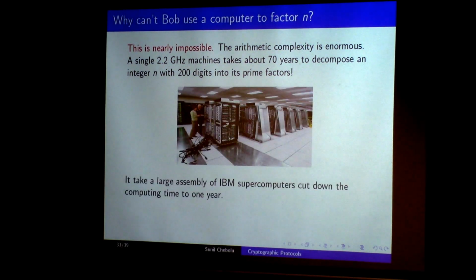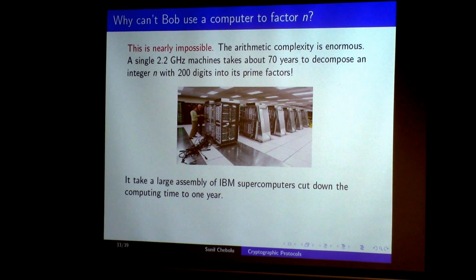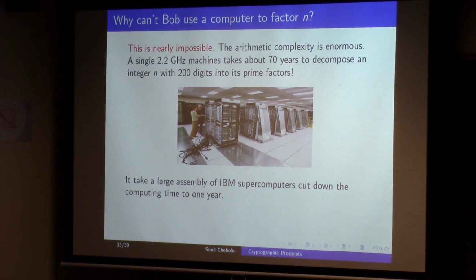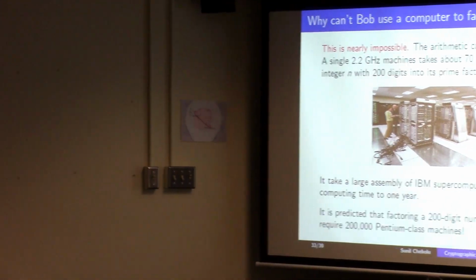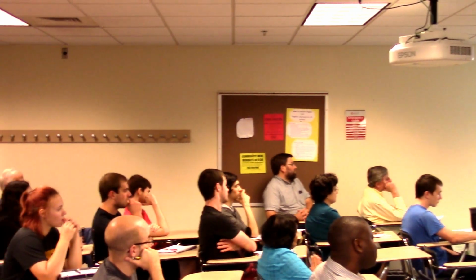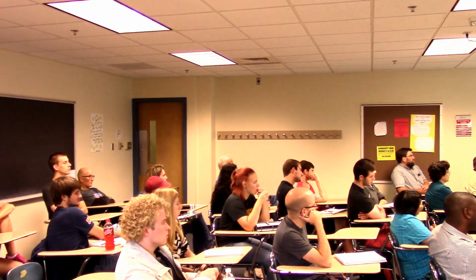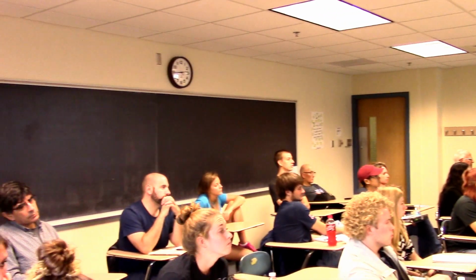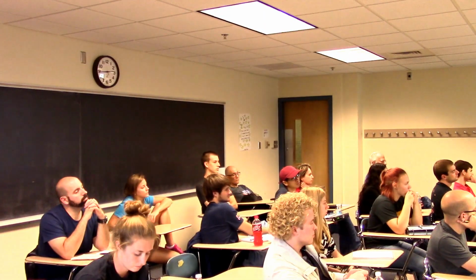But you can do parallel computing, and so let's say a cluster, a large assembly of IBM supercomputers, cuts down the computing time to 1 year, right? So just one integer n, which has 200 digits. And it is predicted that factoring a 200-digit number in 1 year would take 200,000 Pentium-class machines, right? Just some numbers so that you can get a feel for the magnitude of the time complexity here.